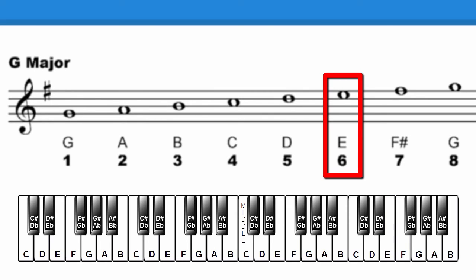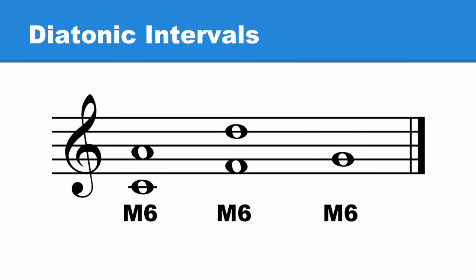E is scale degree 6 in the G major scale, a diatonic interval, so E is the major sixth above G. Let's look at some more diatonic intervals in the next lesson.